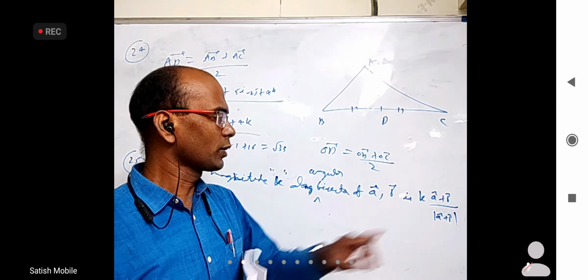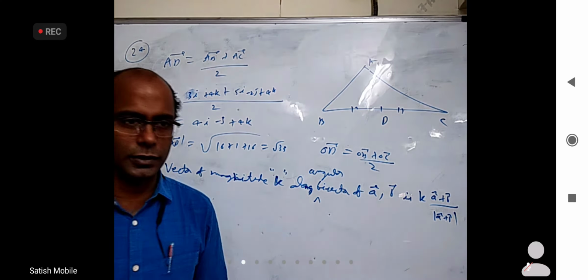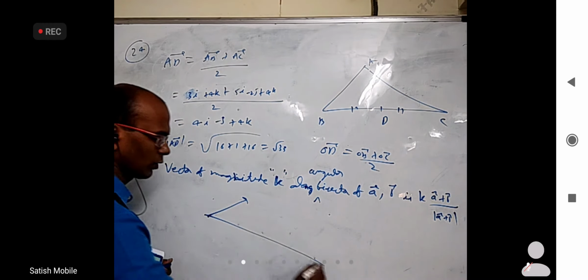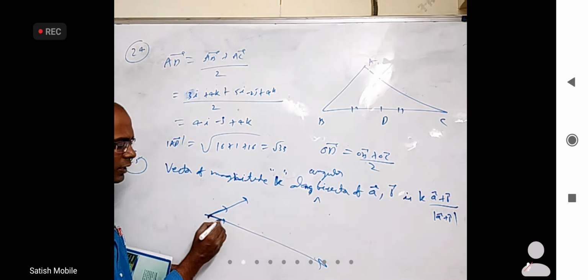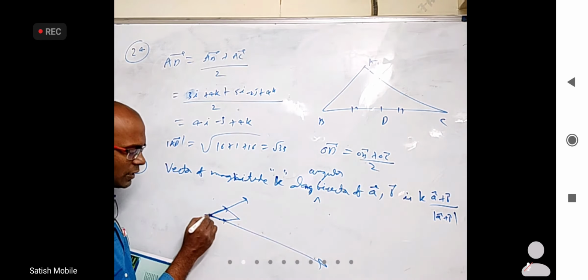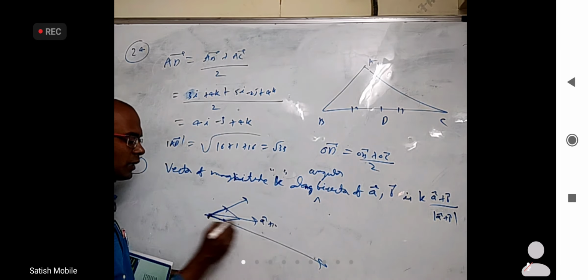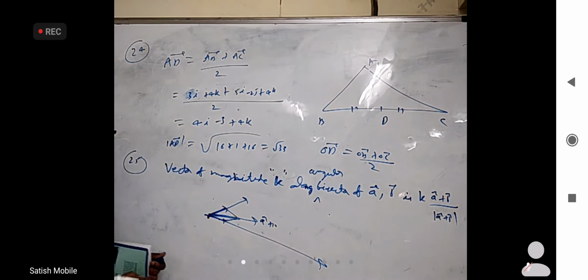So A cap plus B cap is definitely some vector along the angular bisector. If I have one vector long and one vector like this, convert this into a unit vector, convert this into a unit vector, and then add them. This is a rhombus, and the diagonal will be the angular bisector of these two. That is this A cap plus B cap. Because this is 1 unit, this is 1 unit, this need not be 1 unit. It can have any length.